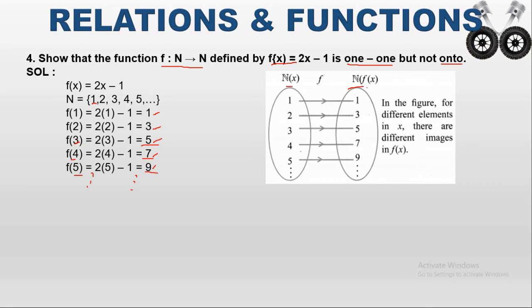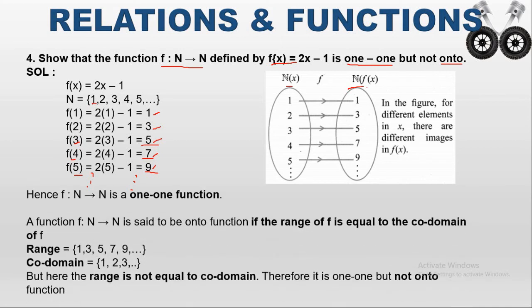So see here, 1, 2, 3, 4, 5 are mapped to 1, 3, 5, 7, 9. These are different elements. So that means distinct elements are mapped to distinct images in f of x. So this function is a 1 to 1 function.